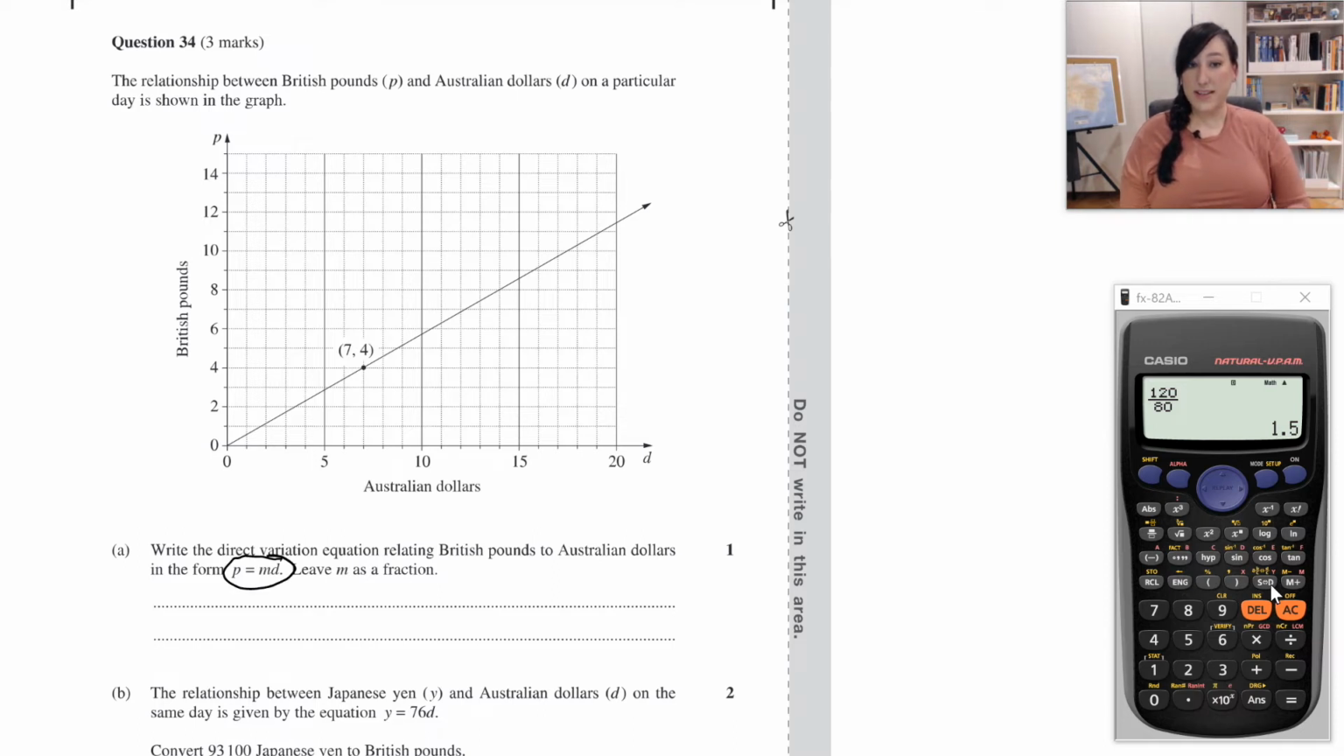Our first goal is typically to find the constant of variation. In this case, that is going to be M, by plugging in some given information. In this question, the given information can be this point on the graph here, 7, 4. That tells us that when D is 7, P is 4. So let's put that into the equation.